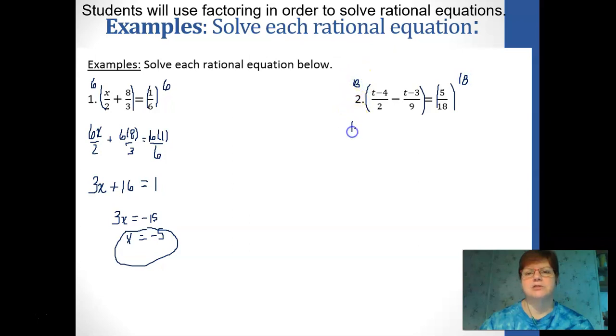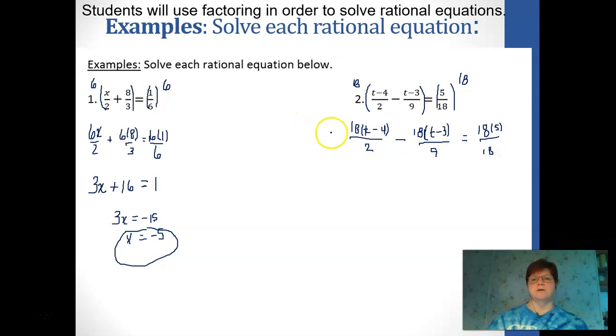Okay, so again, I'm going to show my work. So I'm going to take 18 times t. Now, if you don't like using a t because it looks like a plus sign, you can switch your letters to x. That's not a problem. So I have 18 times the quantity of t minus 4 divided by 2 minus 18 times the quantity of t minus 3 divided by 9 equals 18 times 5 divided by 18.